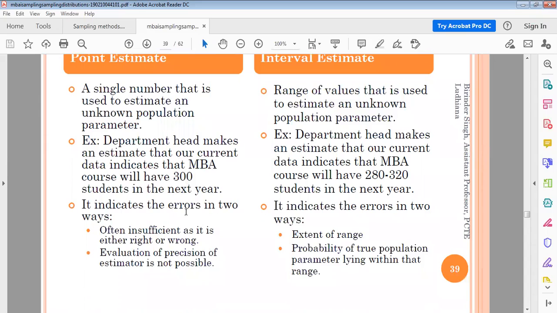So it indicates errors in two ways. A point estimate is often insufficient as it is either right or wrong. Evaluation of precision of estimators is not possible. An interval estimate indicates errors in two ways: the extent of the range, and the probability of the true population parameter lying within that range.